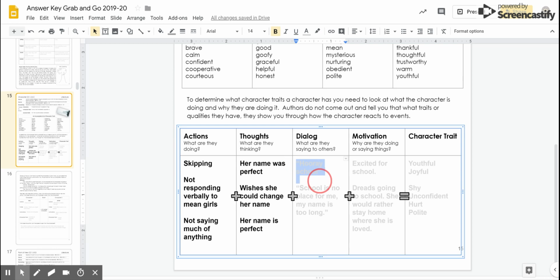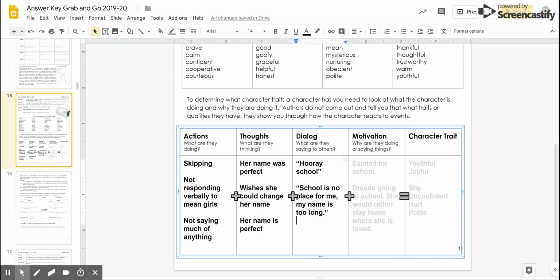Some of the dialogue that helps us understand Chrysanthemum as a character. In the beginning, she says, "Hooray, school." But then in the middle, "School is no place for me. My name is too long." So motivation. Why is she saying these things? Why is she doing these things?